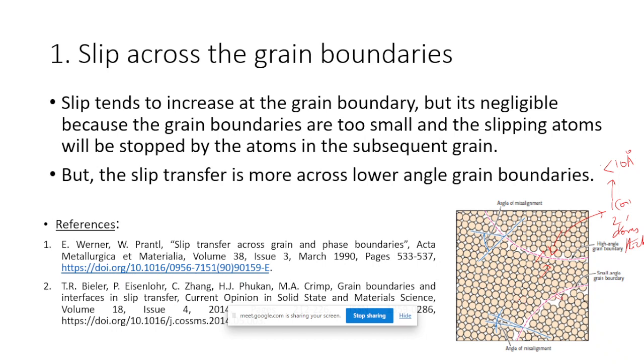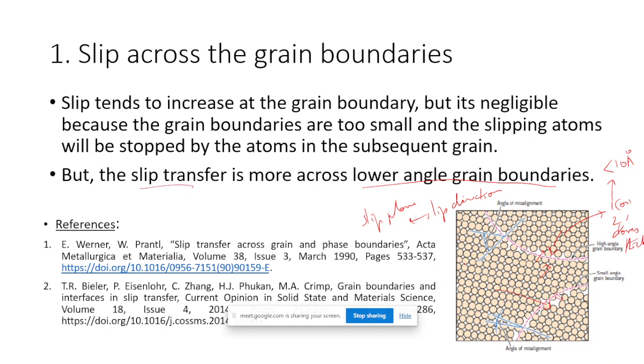The major contributors will always be the slip plane and slip direction, because if you have similar slip planes across different boundaries, then the chances of it slipping across will be very, very high. Another factor is, the lower the grain boundary angle, the more chances of slip.